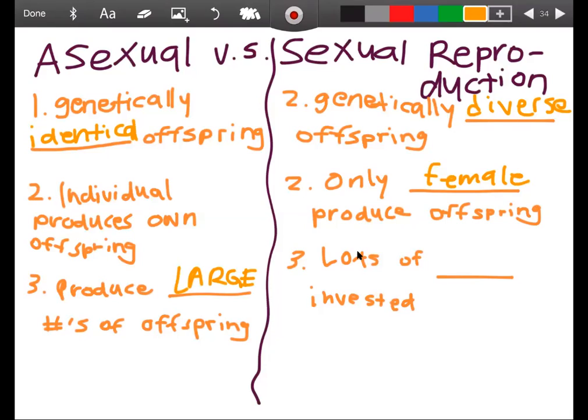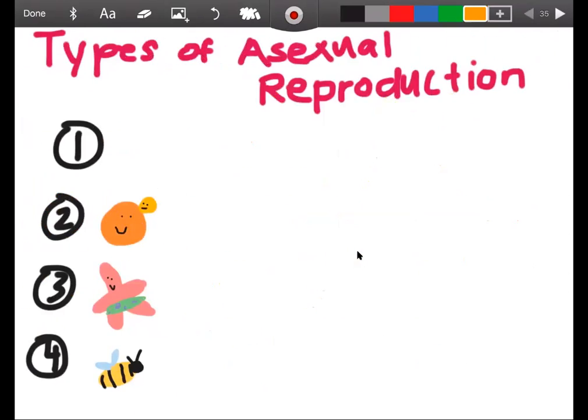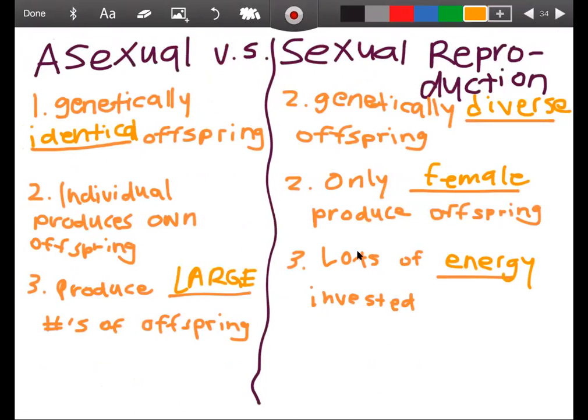Whereas in sexual reproduction, in the human's case, it takes 9 months to produce a child. So it takes lots of energy to produce offspring. So there are few offspring that can be made in comparison to asexual reproduction in one span of time. So those are the main differences between asexual and sexual reproduction. And of course, they're similar in the fact that offspring are being produced and genes are passed down.